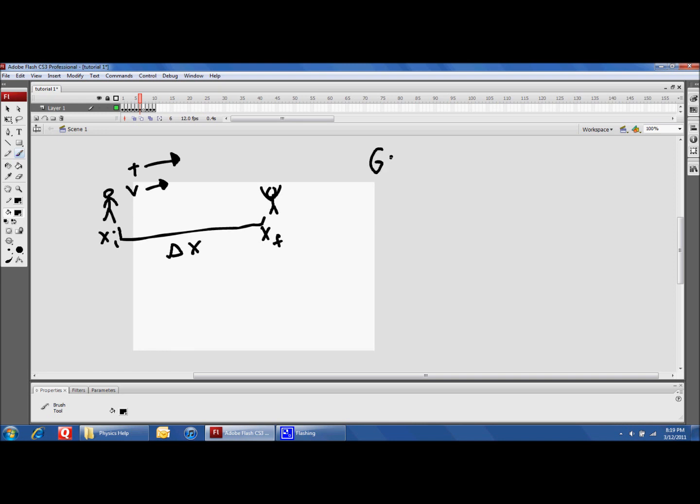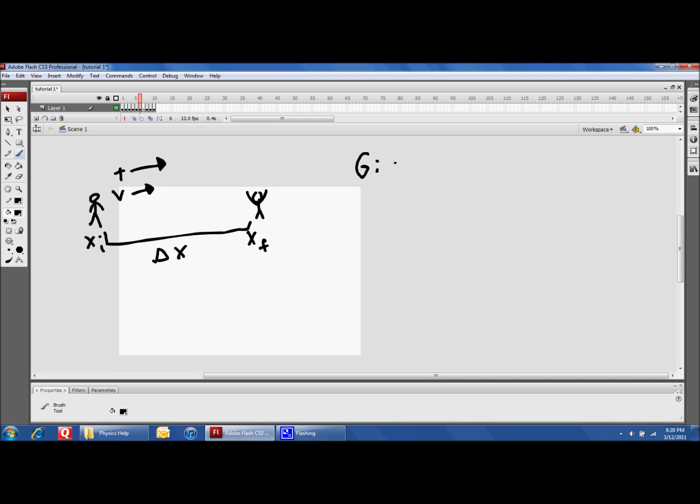So, for our givens, we have his X initial, which is equal to 0 meters, and we have his time. Now, the thing that we're going to need to do is convert his time into seconds. And the reason we're going to do that is because his velocity, which was 5.436 meters per second, is just that, in meters per second.